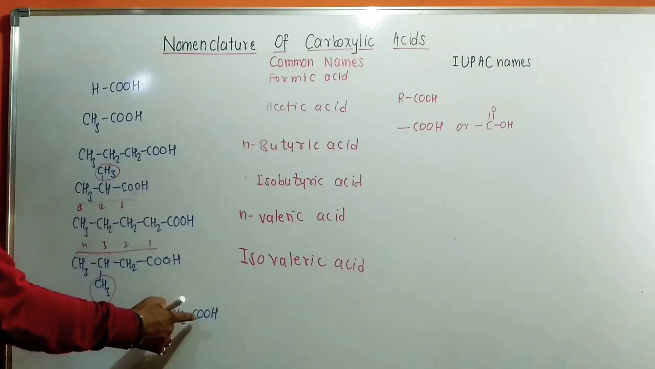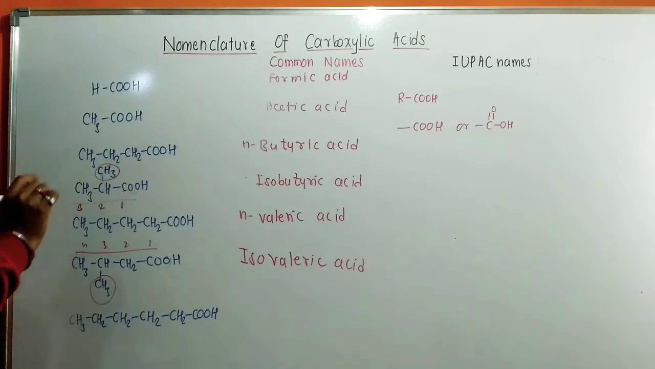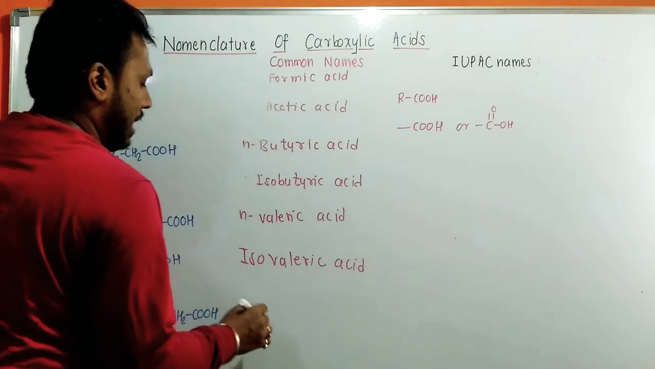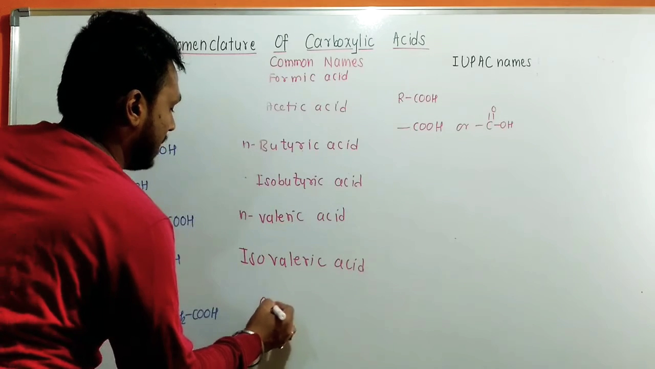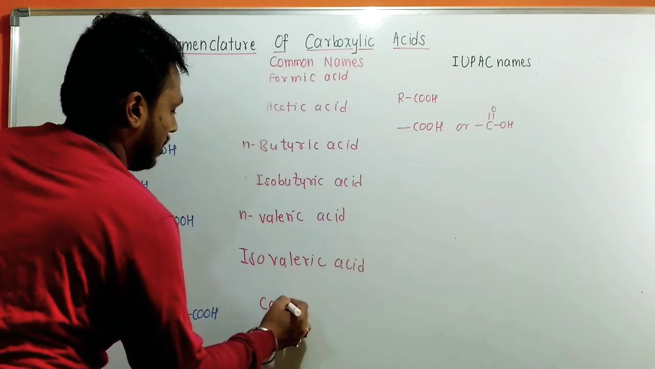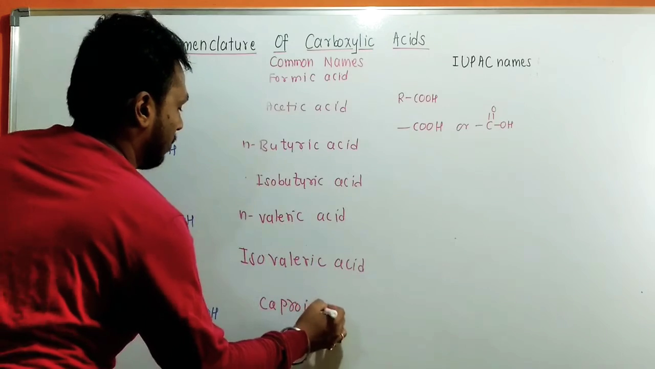Similarly, here a total of 6 carbon atoms are there. So a 6 carbon atom acid in common name is called caproic acid. So the name of this acid is caproic acid.